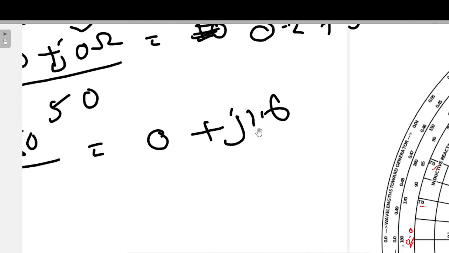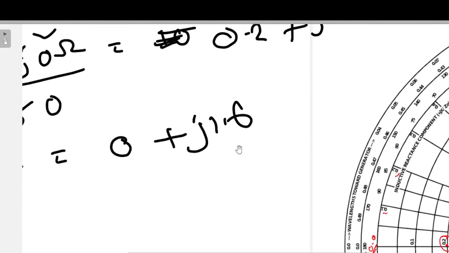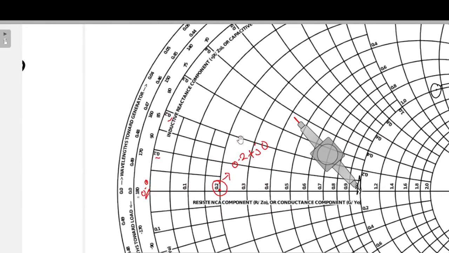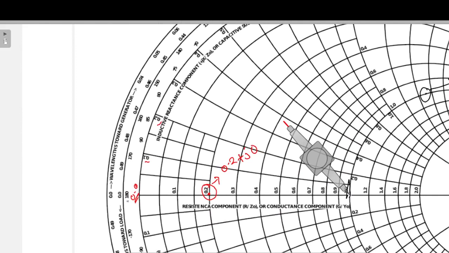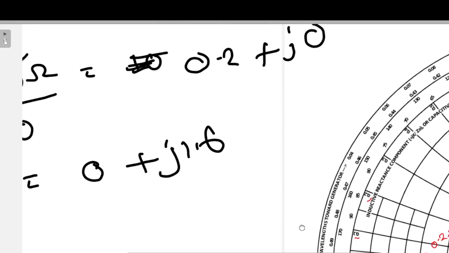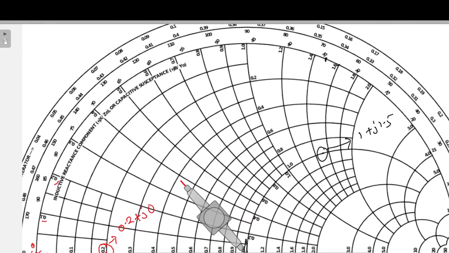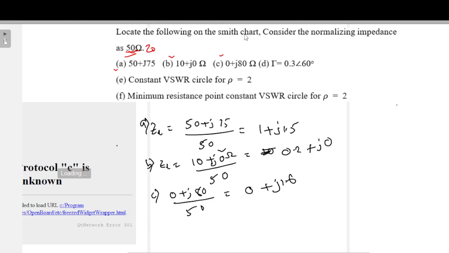The third one has real part 0 and imaginary part 1.6. The zero line crosses here, and this is the real part 0.1, 0.2, so this point also represents the real part as 0, and the imaginary part is 1.6. Where is 1.6? 1.6 is here. So this is the answer to the third question, J1.6. Now let us go to the second question.